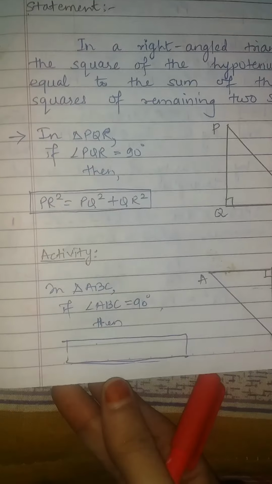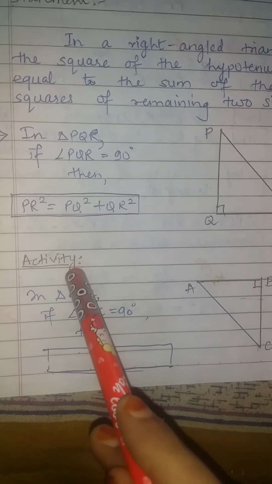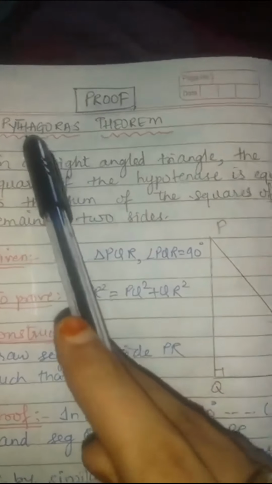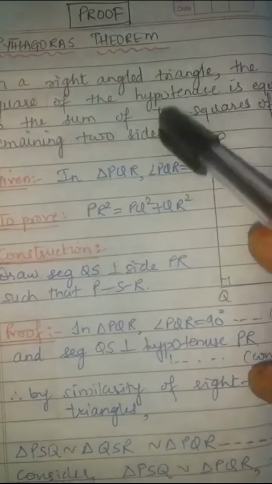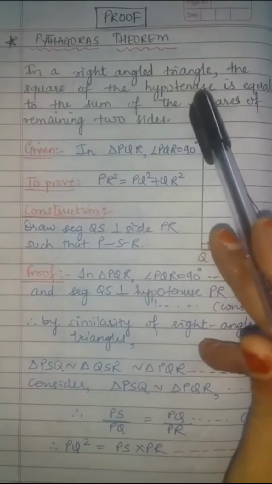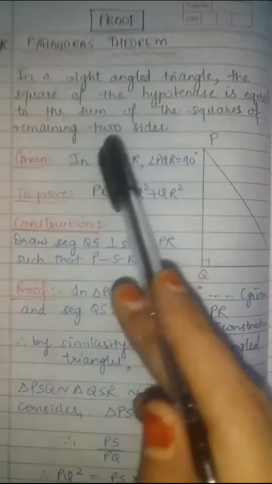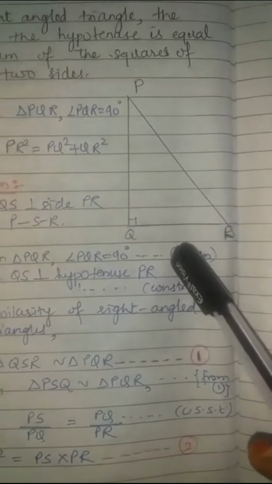Moving further to a small activity based on the theorem. You have to think over it. Prove this theorem, which is one of the most important theorems usually asked in your board paper for the proof. So now we are going to start the proof of the Pythagoras theorem. The statement says that in a right angled triangle, the square of the hypotenuse is equal to the sum of the squares of the remaining two sides. Let us try to have the diagram for the proof of the theorem.